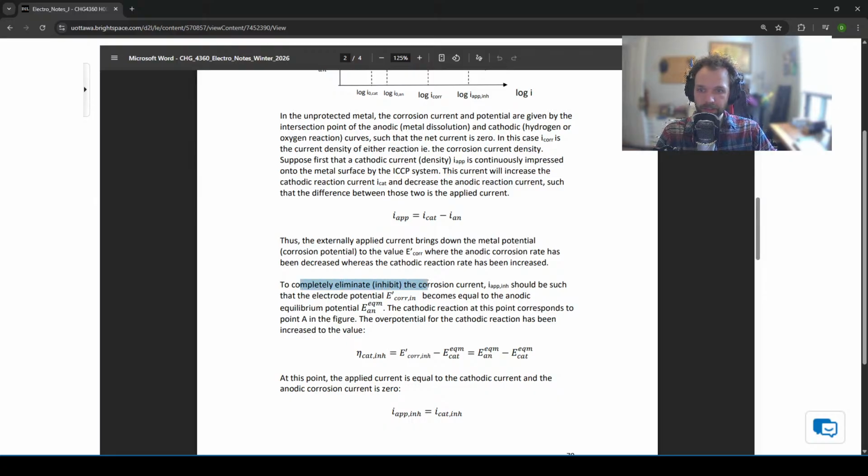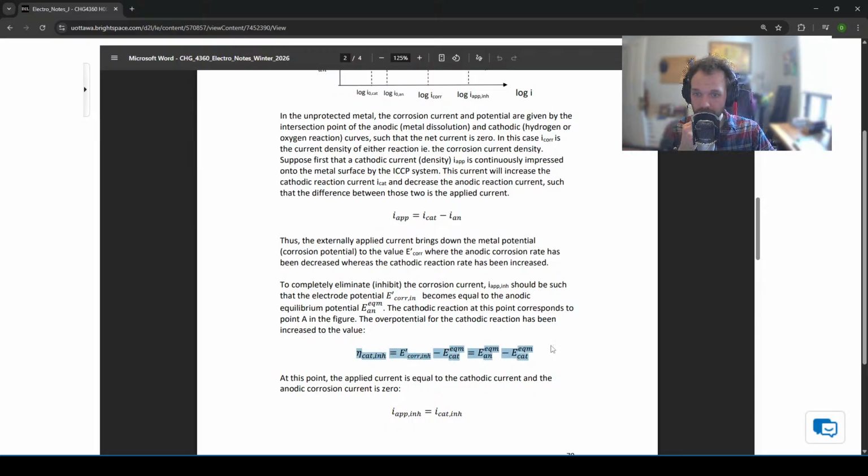To completely eliminate or inhibit the corrosion current, the applied inhibition current should be such that the electrode potential, E prime corrosion, becomes equal to the anodic equilibrium potential. The cathodic reaction at this point corresponds to point A in the figure. The overpotential for the cathodic reaction has been increased to the value of inhibition.